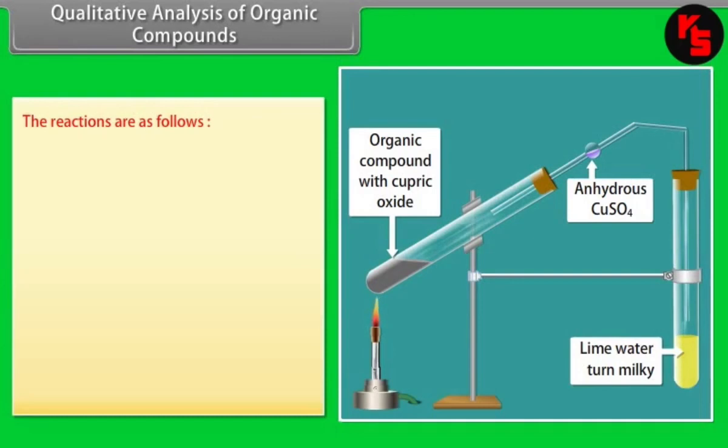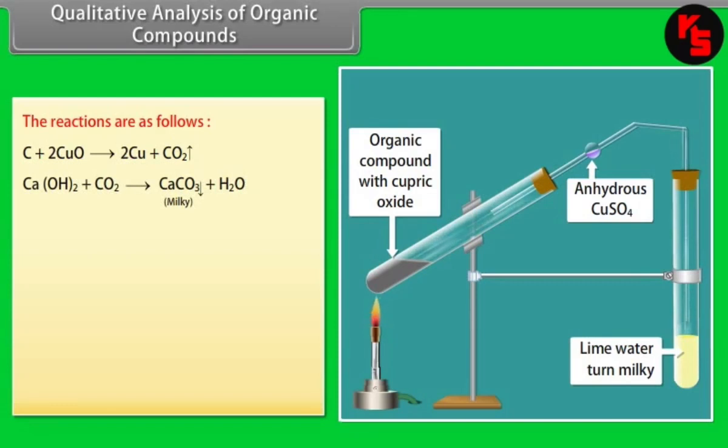The reactions are as follows. Carbon in the organic compound reacts with copper(II) oxide and produces copper and carbon dioxide. The produced carbon dioxide reacts with calcium hydroxide, which turns it milky, indicating the presence of carbon in the organic compound.